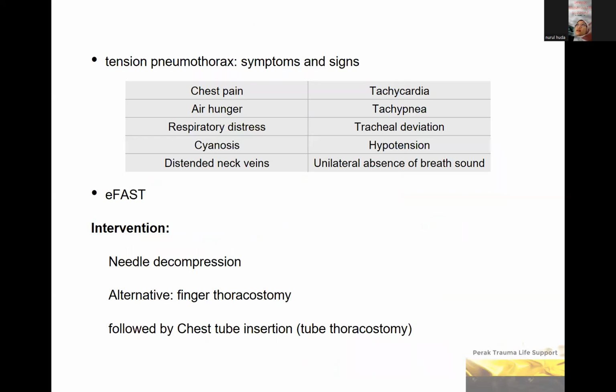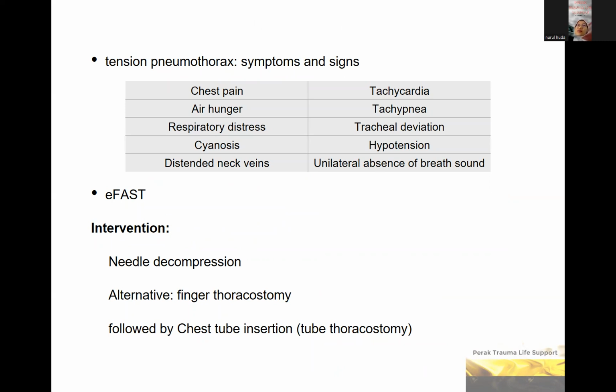So these are the symptoms and signs when the lung is collapsed. The patient cannot properly ventilate, so the patient can present with respiratory distress. The patient can complain of chest pain, air hunger, and cyanosis, and can be tachycardic and tachypneic. On physical examination, you will see tracheal deviation and unilateral absence of breath sounds. You can perform EFAST at the bedside as well to look for signs of a pneumothorax.